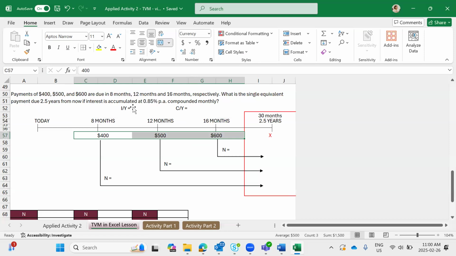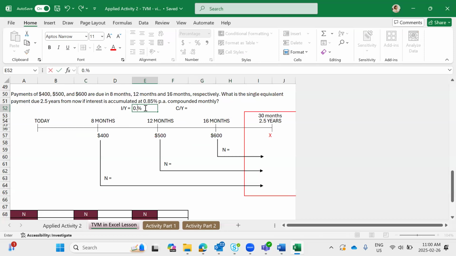Another thing you need in your 5-point check is the interest rate. I take that from the question, 0.85%, and the compounding frequency, compounded monthly. So that would be 3 marks. Another thing you need is amounts of time, and your arrows for if you're finding future values or present values.